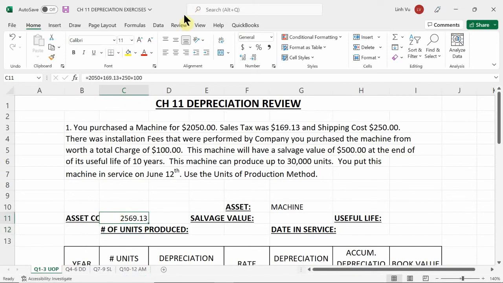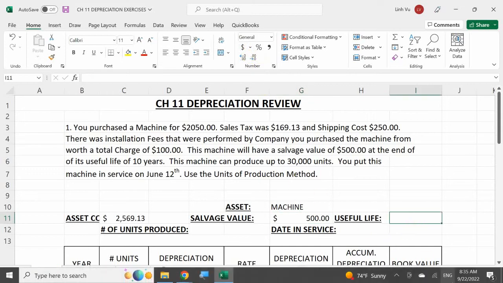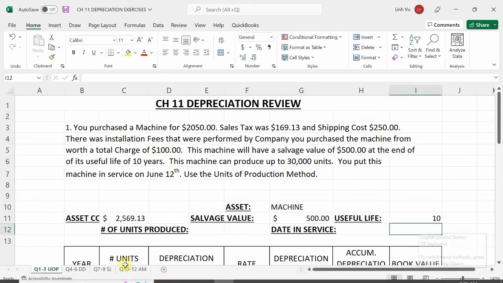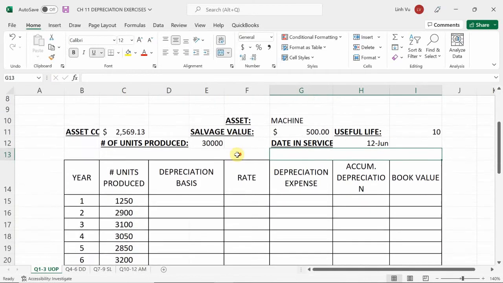Okay. So, next, is there a salvage value? $500. Okay. What's the estimated useful life? 10 years. What's the amount that it can produce? 30,000. And last but not least, what date did you place into service? June 12th. Okay. All right.